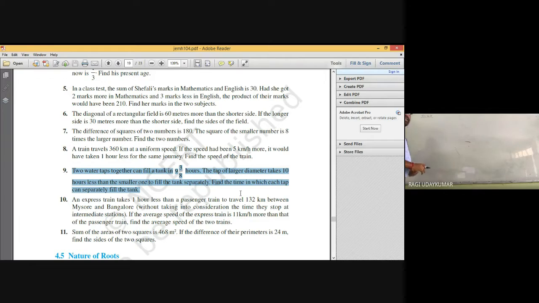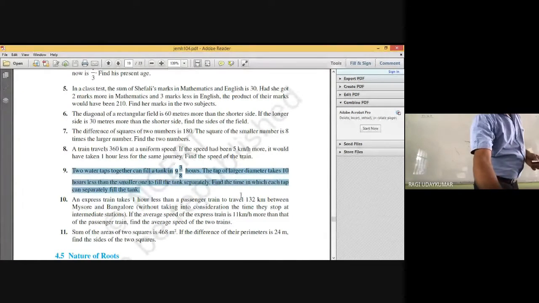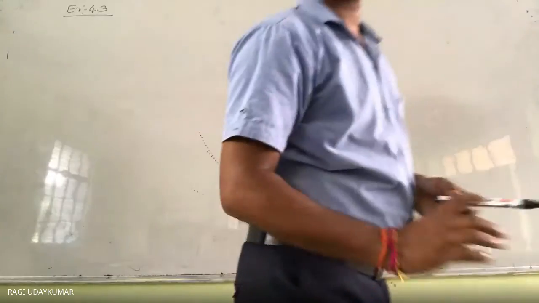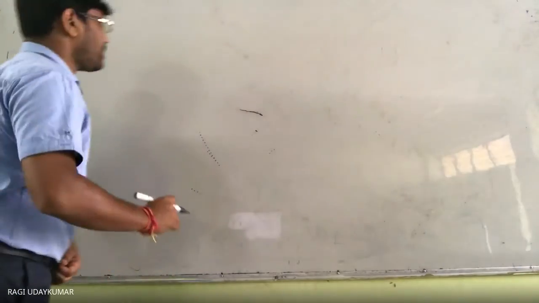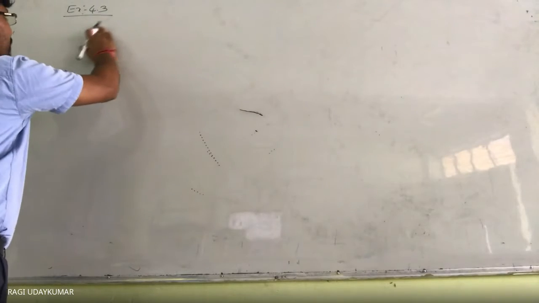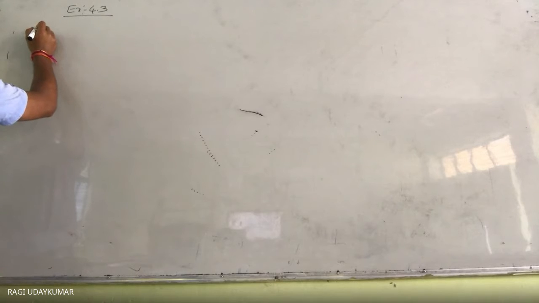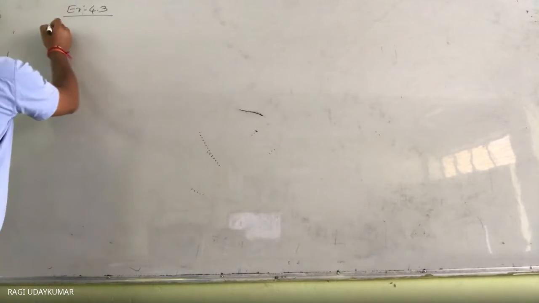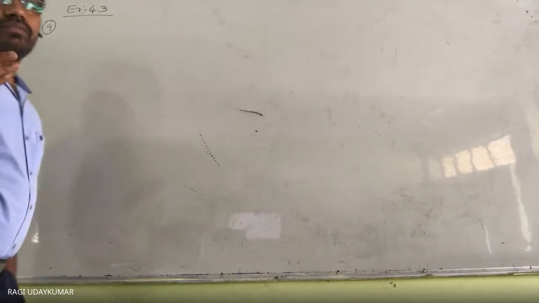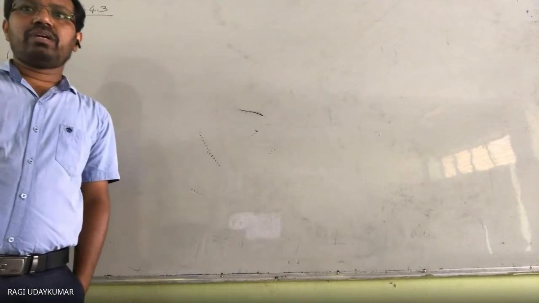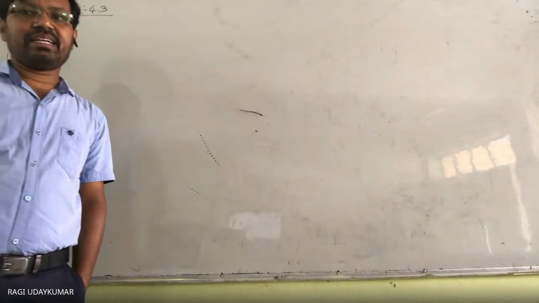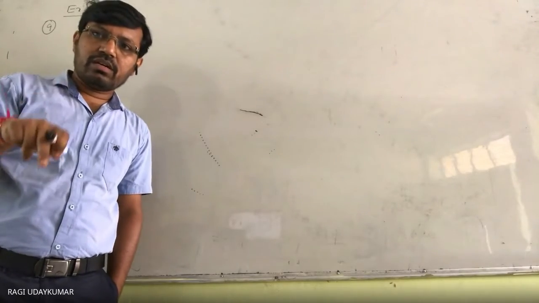So we have to consider here in this question the smaller one and the larger one separately, whenever they are filling it. Let us consider this with the steps I'm going to write on the board. The proper steps you need to write. Problem number 9 here. Okay. So here we need to find out the time in which each tap can separately fill the tank. Time taken by each tap.